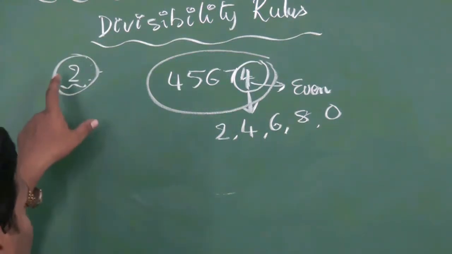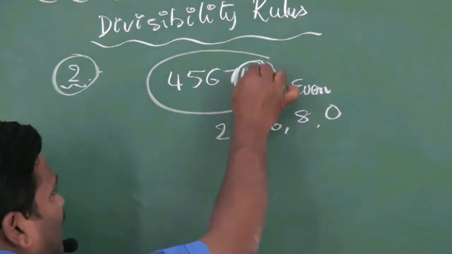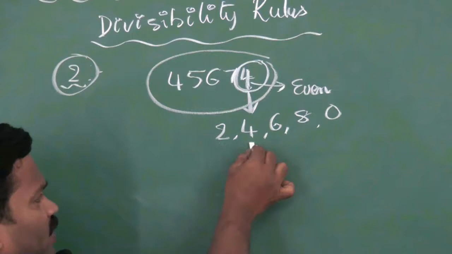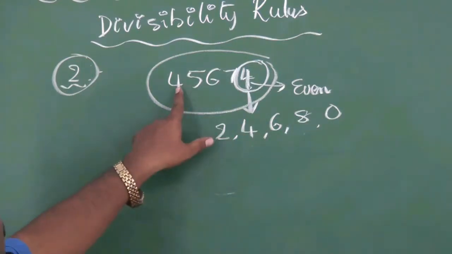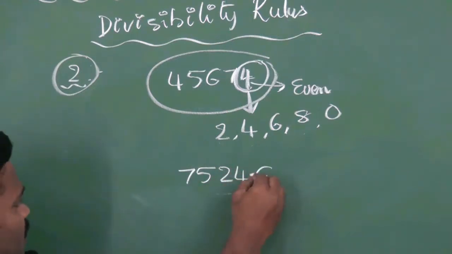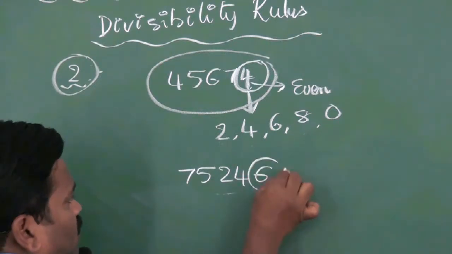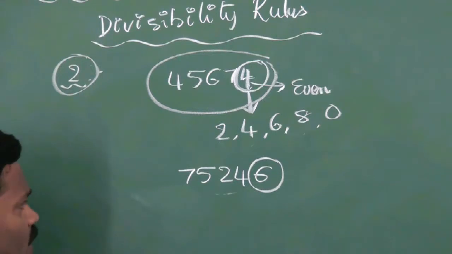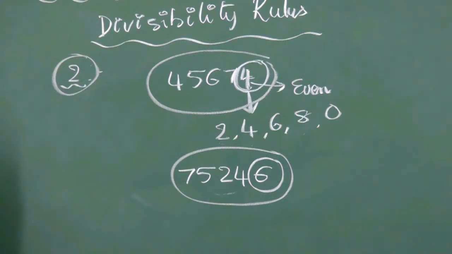What is the divisibility rule of 2? In the given number, the unit digit is either 2, 4, 6, 8 or 0. The entire number is divisible by 2. Let us see one example. 7, 5, 2, 4, 6. Is this number divisible by 2? Yes. How can you say? This 6 is an even number. Therefore, this entire number is divisible by 2.